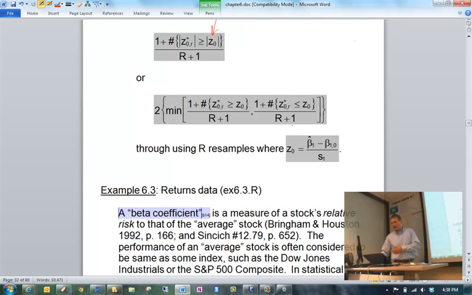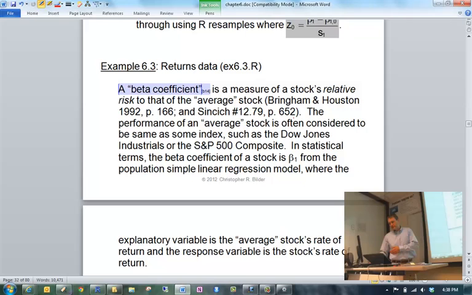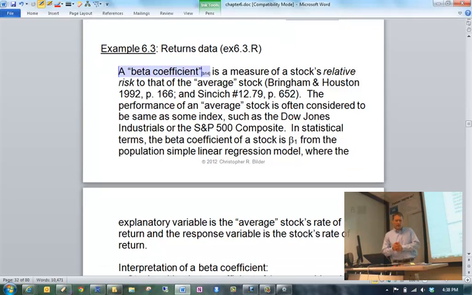Okay, so let's take a look at an example. This uses the returns data, a data set that's in the boot package. It involves something called a beta coefficient. Has anybody ever heard of a beta coefficient before in finance?